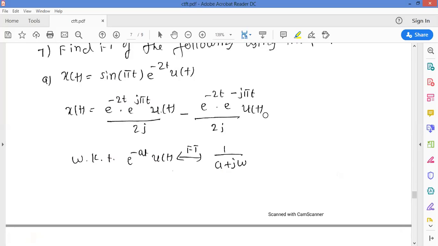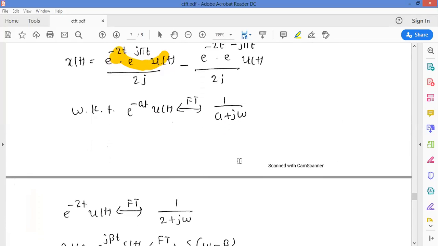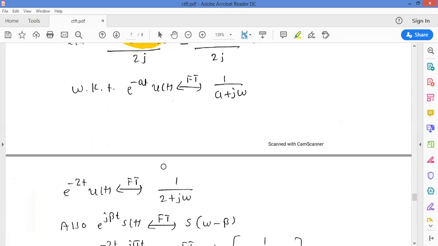Once you do this, you know that e power minus at into u of t transforms into 1 by a plus j omega. This we had done in the previous discussion. So first find the Fourier transform of these two and let us write in the next part. So e power minus 2t u of t Fourier transforms into 1 by 2 plus j omega.